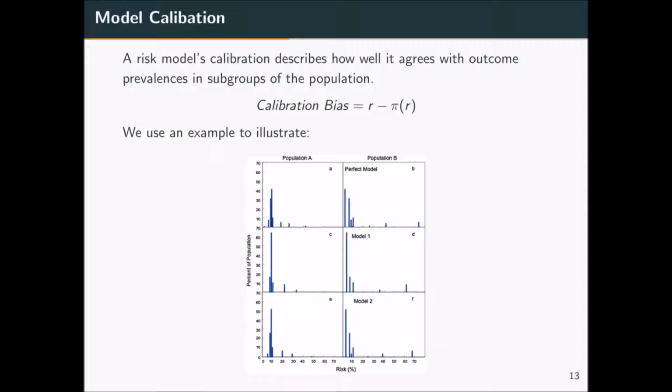Now, we use an example to illustrate. In the picture, there are two populations, A and B. The first row shows the distribution of true risk. The second row shows the distributions of outcome prevalences in subgroups determined by a risk model based on two covariates, which is Model 1, and the third row shows the outcome prevalences in subgroups obtained by expanding Model 1 with an additional covariate, which is Model 2.